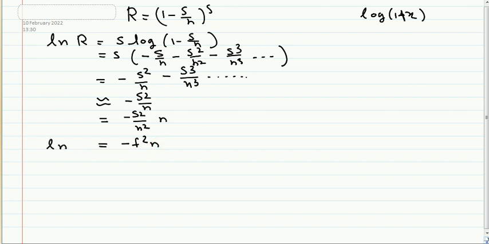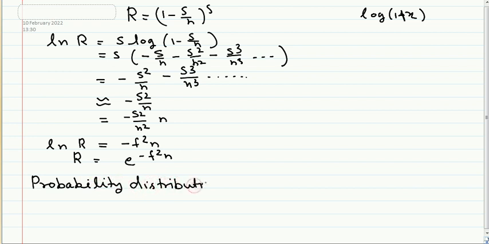So we have derived the equation that ln r is equal to minus f square n. Therefore the relative probability is equal to e to the power minus f square n. Relative probability is e to the power minus f square n. So what is the probability distribution? Probability distribution, Pf for the fluctuation f.